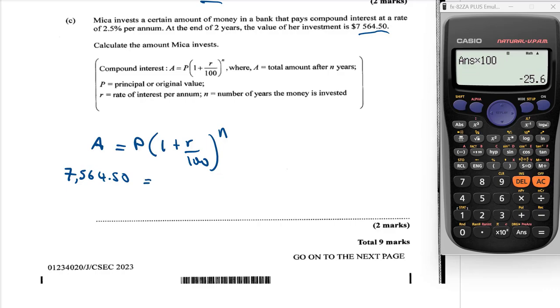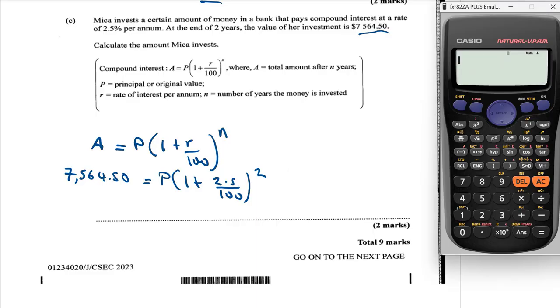The question never told us the amount of money she invested, so we don't know P. We put back our 1 right here. So what is R? R is 2.5%, or in this case, it is 2.5. So it is 2.5 over 100. And how many years did she invest the money? 2 years. So this is just a simple equation where we need to solve for P.